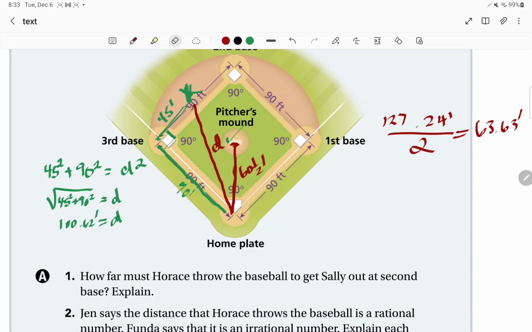Now, let's first of all figure out to second base, because that's going to be the easiest. Go ahead on your own, figure out what is the distance between the pitcher's mound and second base, and then come back to the video to check your answer.